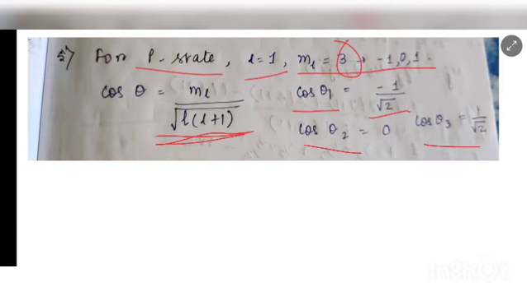If it was asked for D state, then we will get L equals 2 and ml equals, we will get 5 values. That is -2, -1, 0, 1, 2. Then you will get 5 angles. The orientation will be along 5 directions. Next question.